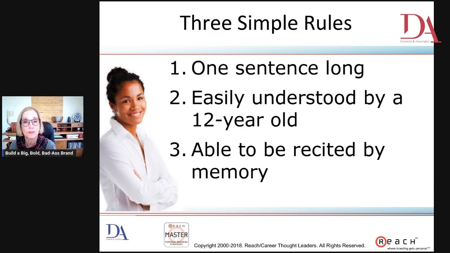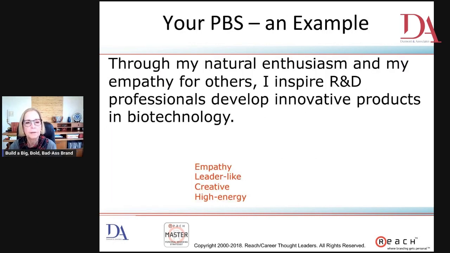It can only be 1 sentence long, and you saw those were pretty short. It's easily understood by a 12-year-old or a 7th grader. And since I used to teach 7th grade English, this makes inherent sense to me. 7th graders are really smart. And if they have to ask you what your brand means after you've told them, you need to work on it. And then finally, it should be simple enough that you can recite it from memory. Okay? Pretty easy. So let me give you just a couple of examples. Here's an example.